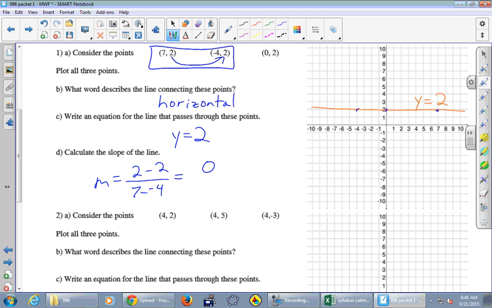2 minus 2 is 0. 7 minus -4 hardly matters because of that 0. Because how much is 0 divided by 11? 0, and that's why it doesn't matter what's on the bottom. It's just going to be 0.